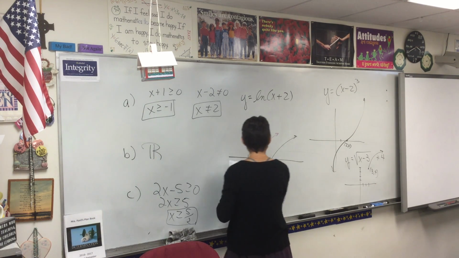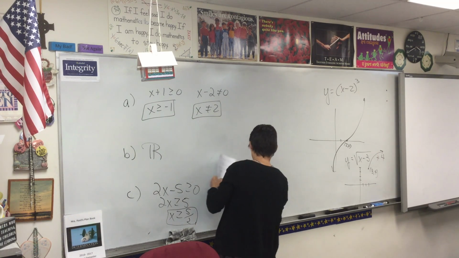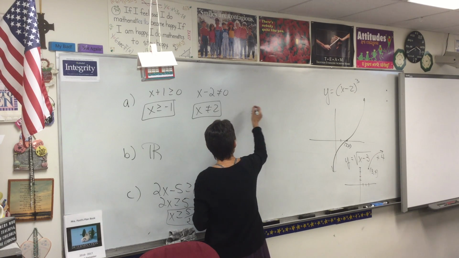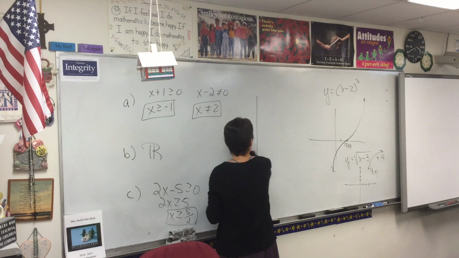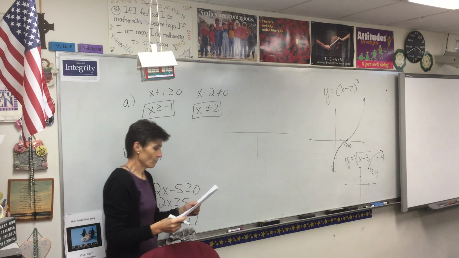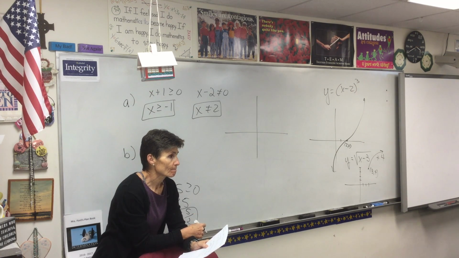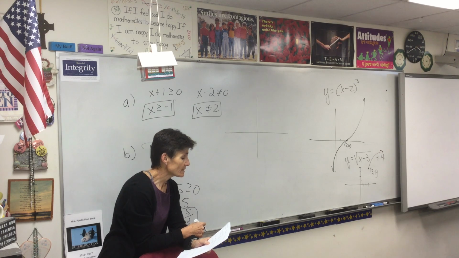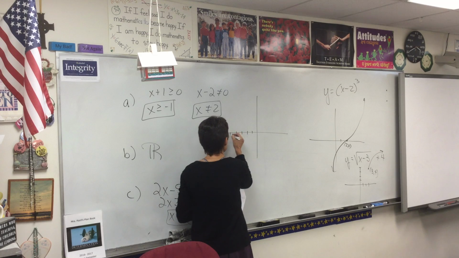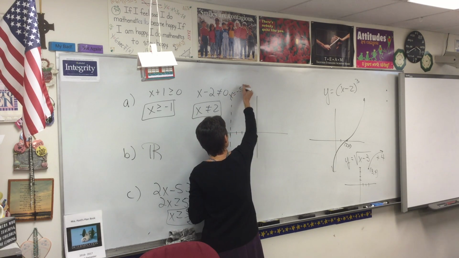Vertical, horizontal, and holes. On the test, we're just going to list them, but I'll go ahead and sketch them on here and label them. Tell me what you know. For A, is there a vertical asymptote in A? Yes. What is it? Negative 5. So remember on the test, you have to write x equals negative 5.